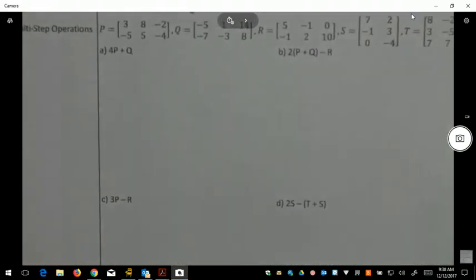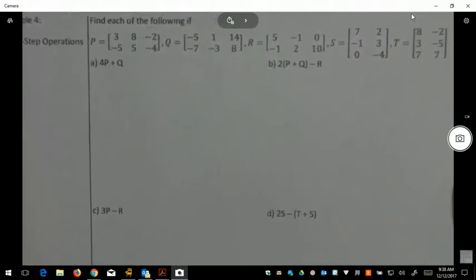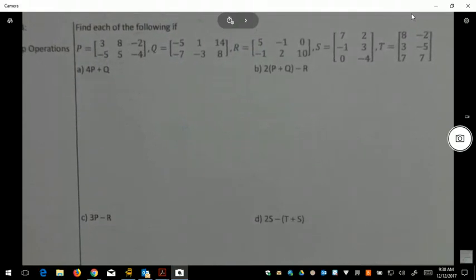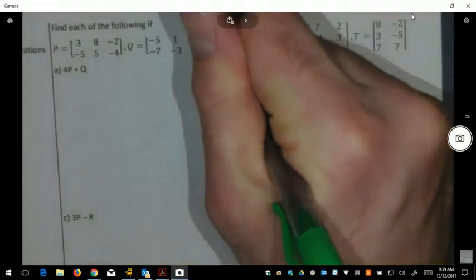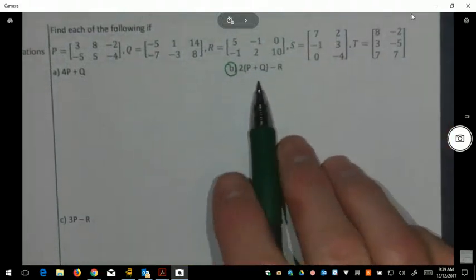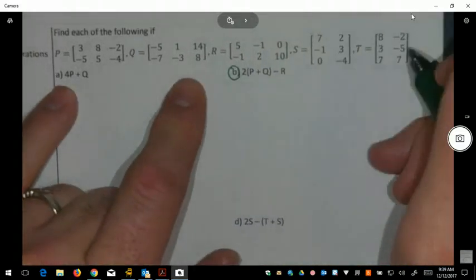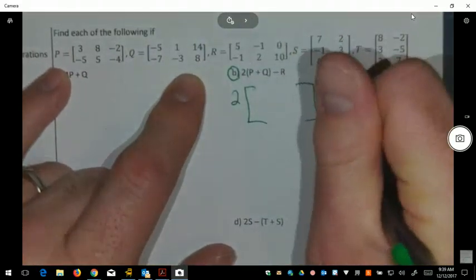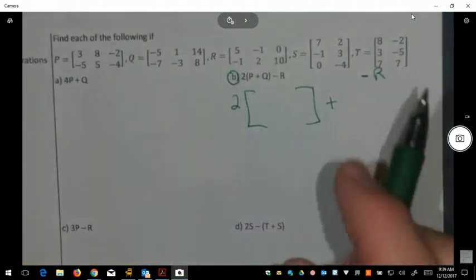All right, so on the back, I'm gonna do one for you, and you're gonna try one of those 4 problems that are there. So I will let you pick the one you'd like me to do. Which one? B. You want me to do B? All right, let's do B. According to order of operations, what am I supposed to do first? P plus Q. Can P and Q even be added together? Yes. So I'm going to have 2 times that matrix, and then I'm going to add the opposite of matrix R, and we'll get to that part in a second, because I don't want to subtract.